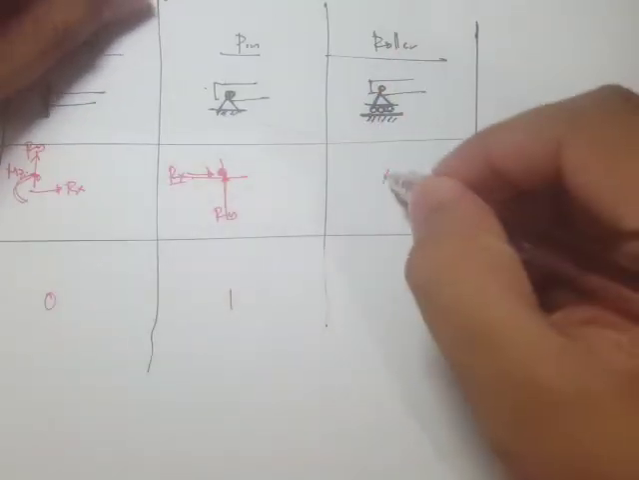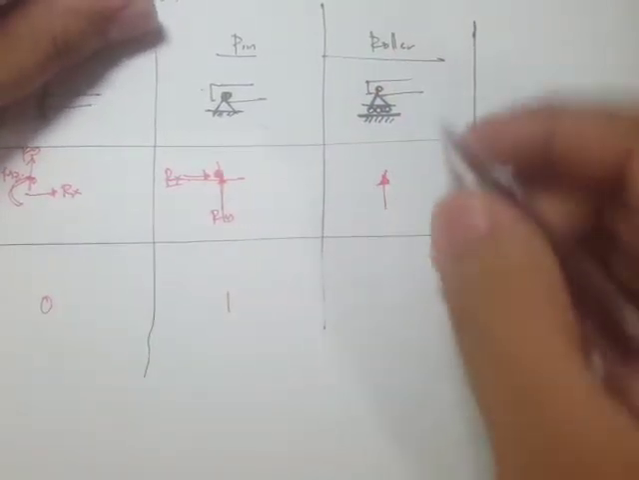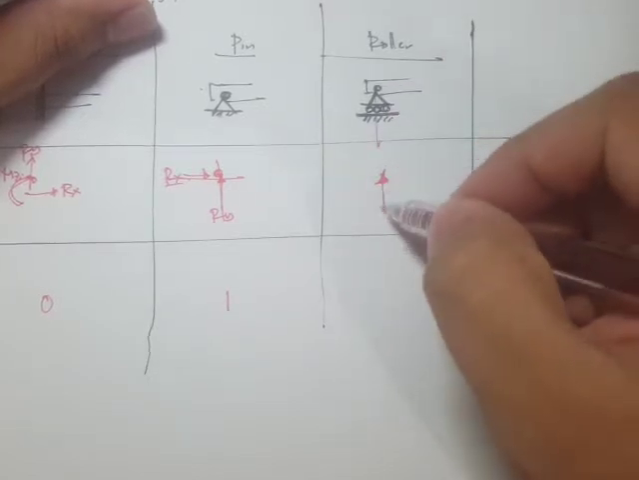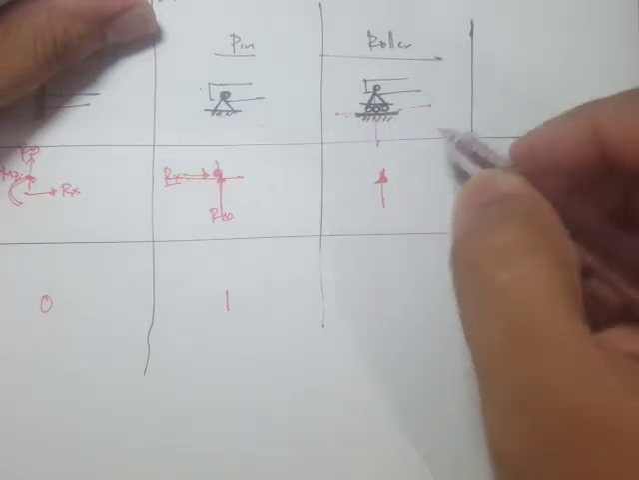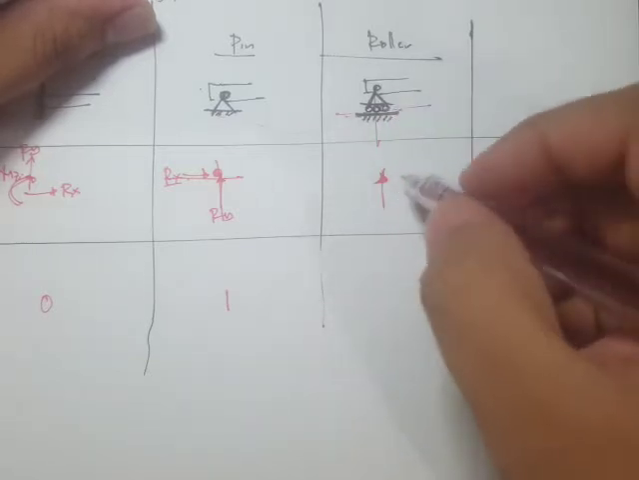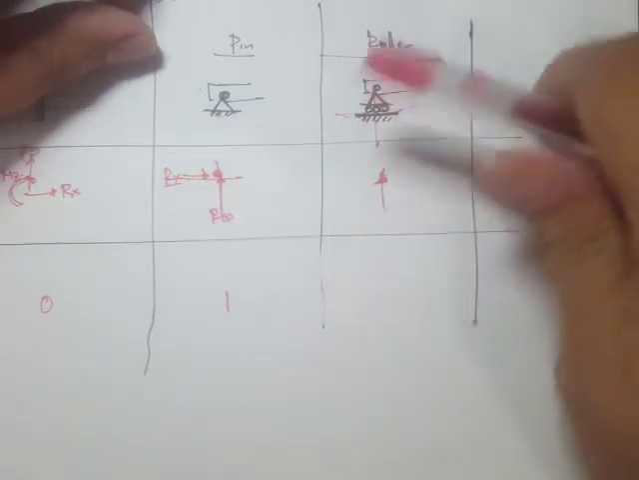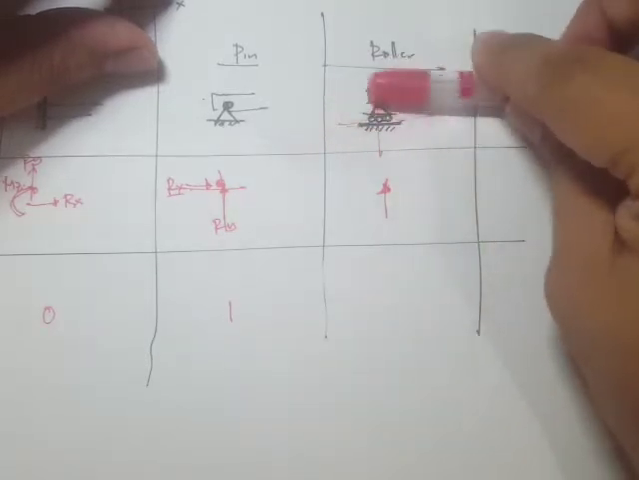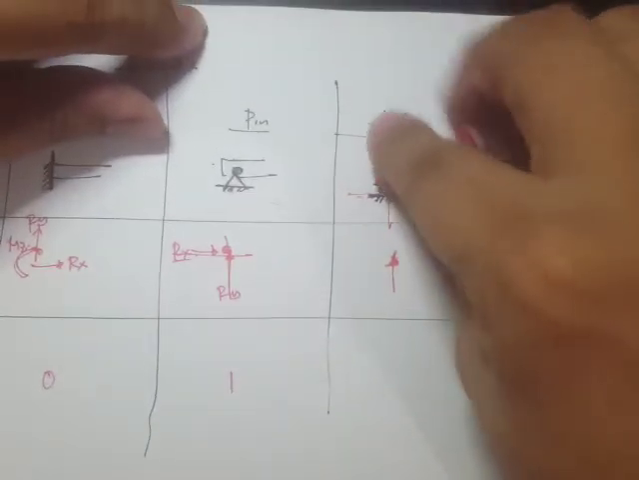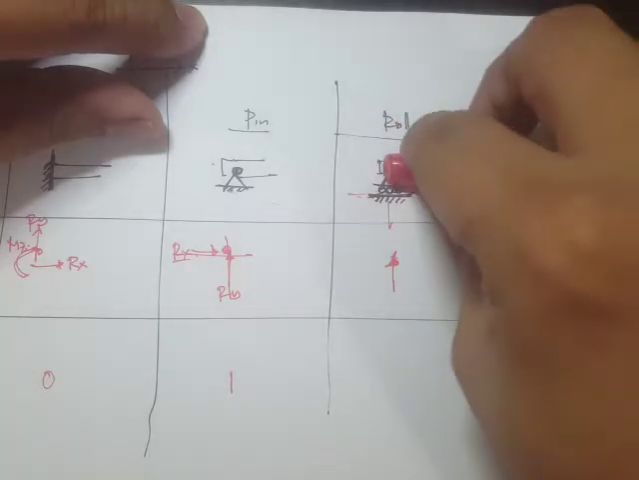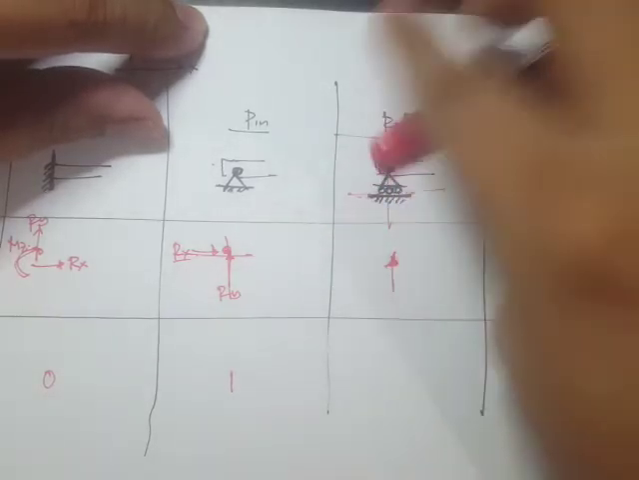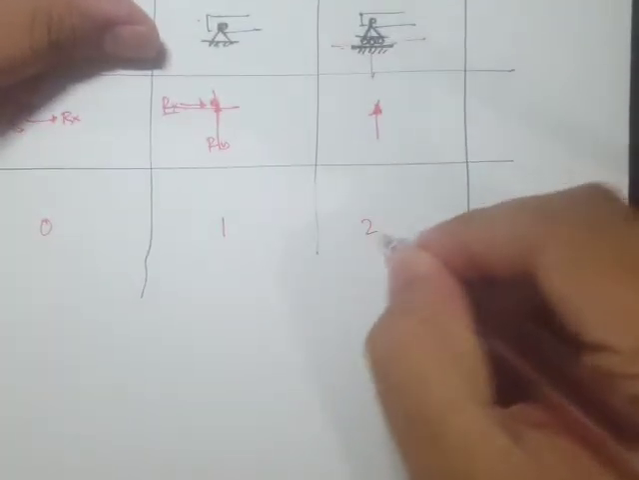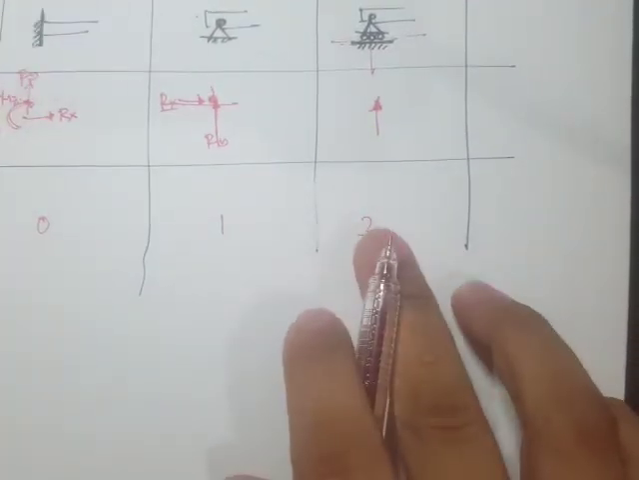And for the roller, we only have one reaction. And take note, this one reaction is perpendicular or normal to this surface. Okay, so that means that the member is free to move along x, and the member is also free to rotate about the z-axis. So that means this has two degrees of freedom.